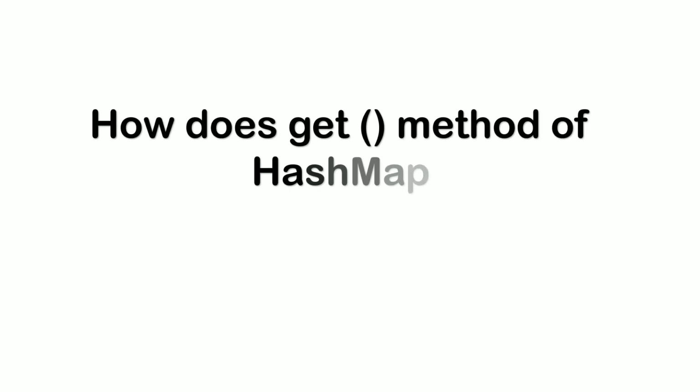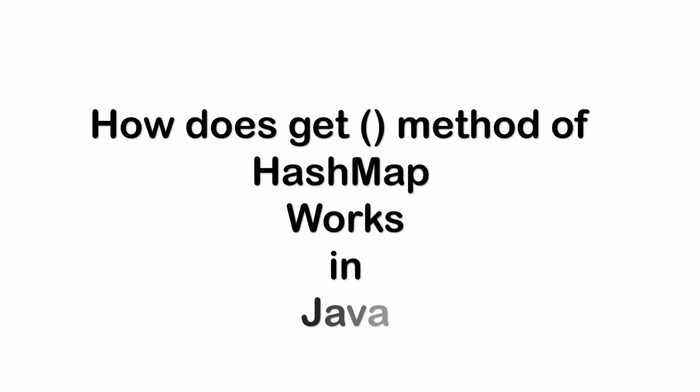Coming to the next question was like, how does get method of HashMap work in Java? So indirectly he is asking the internal implementation of HashMap. So I have explained to him the entire scenario, like how we store the objects in the HashMap, and secondly I have explained to him how we retrieve the objects using the get method of HashMap.